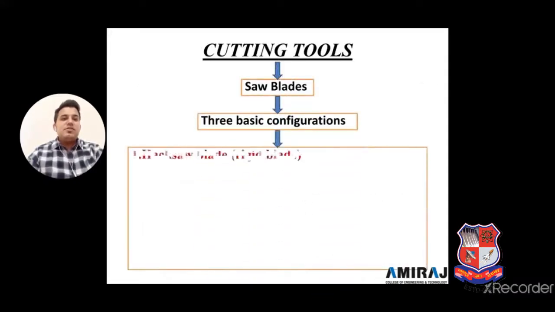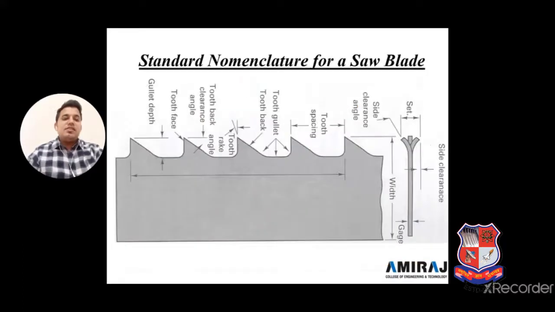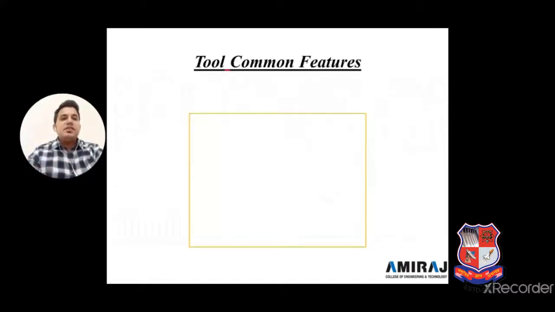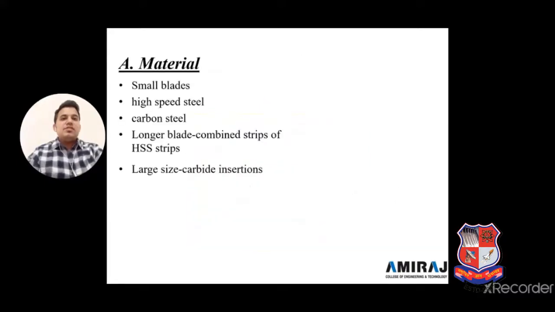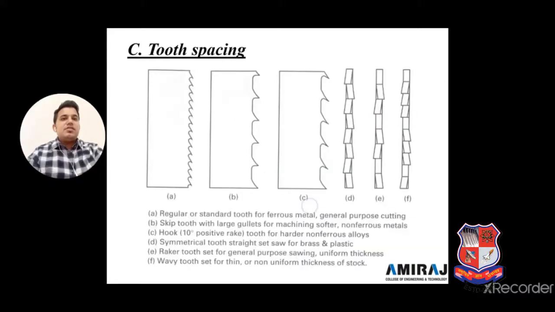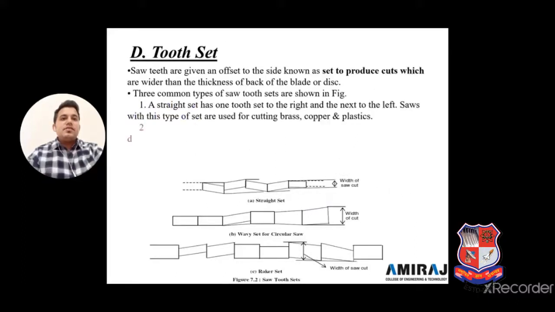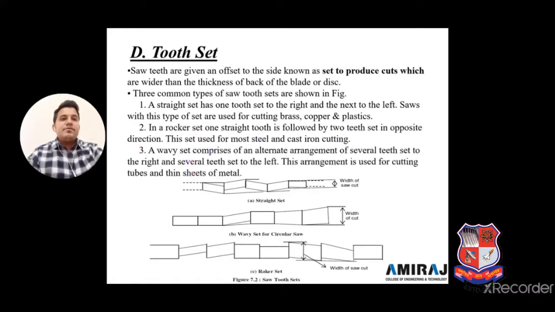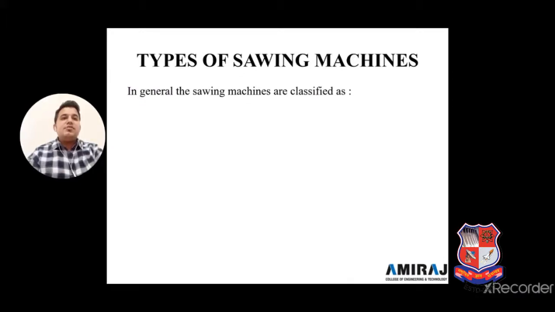cutting tools, three types of cutting tools. Today we have to learn to classify the machines as per the cutting tool, tool common features, blade thickness, and today the most important thing we have to start with is the types of sawing machine.